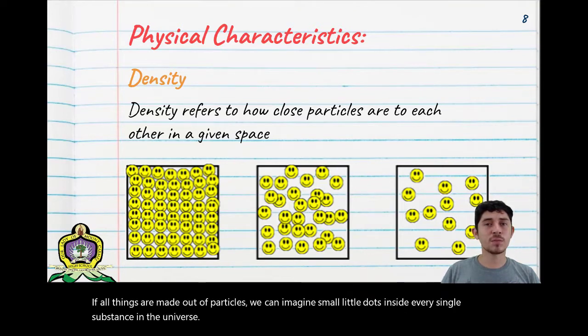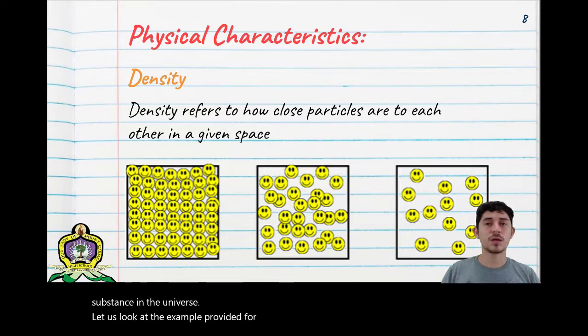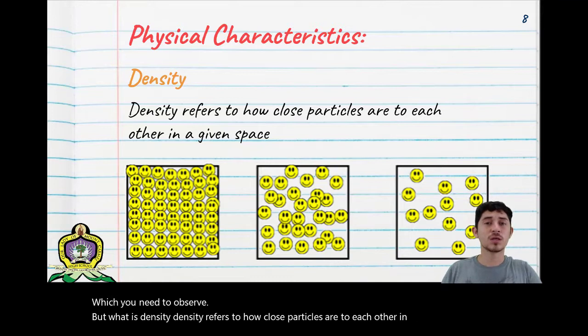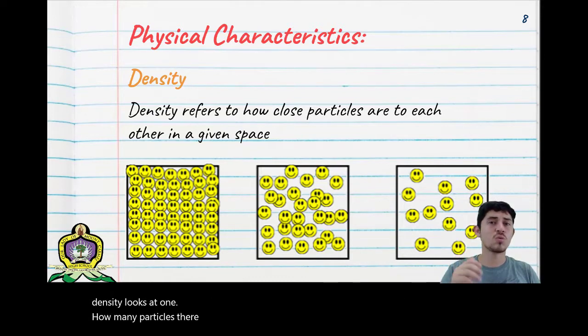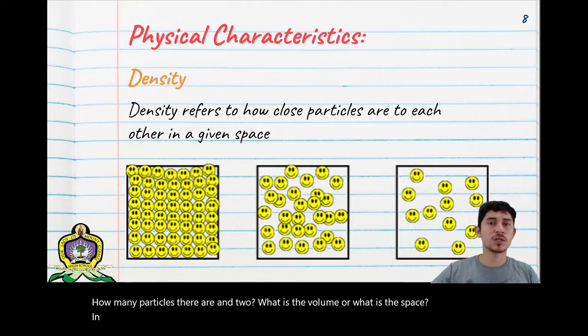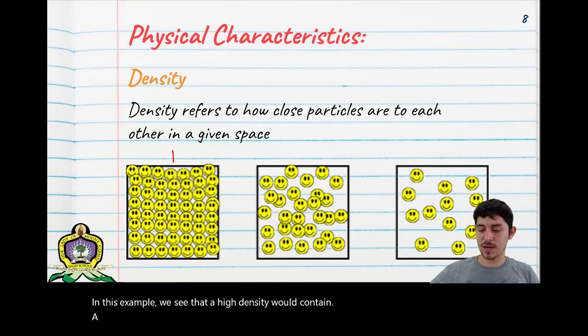Let us look at the example provided for density. There are 3 squares which you need to observe. But what is density? Density refers to how close particles are to each other in a given space. So density looks at 1, how many particles there are, and 2, what is the volume or what is the space. In this example, we see that a high density would contain a lot of smiley faces. This would be high density.